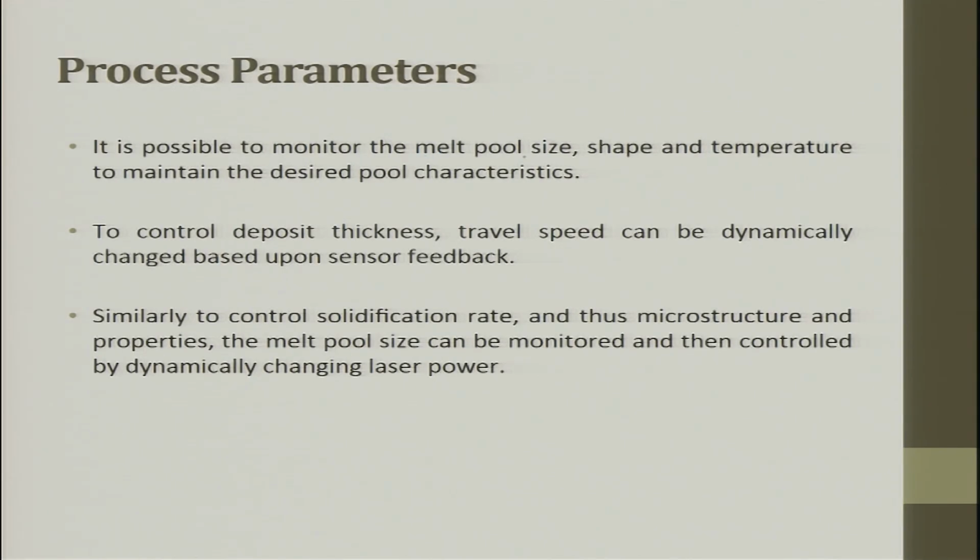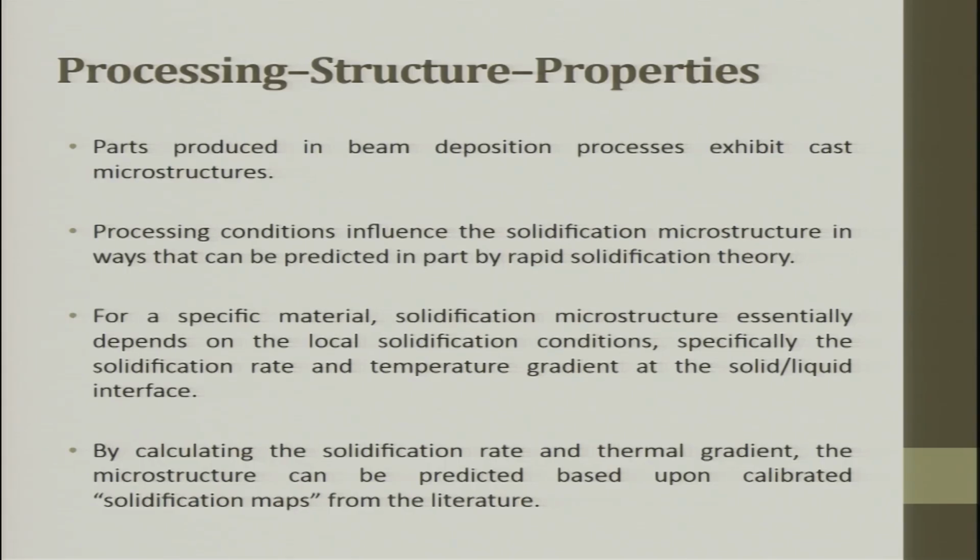It is possible to monitor the melt pool size, shape and temperature to maintain the desired pool characteristics. The pool characteristics are directly related to the defects. To control deposition thickness, travel speed can be dynamically changed based upon the sensor feedback. Similarly, as the solidification rate is controlled, the microstructure and the properties also change. Parts produced in beam deposition processes exhibit cast microstructure, that is to say columnar, equiaxed and so on. The processing conditions influence the solidification microstructure in a way that can be predicted in part by rapid solidification theory.